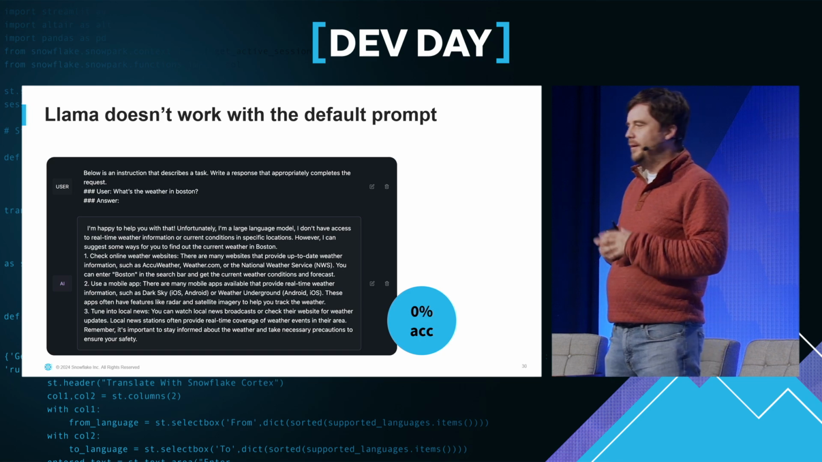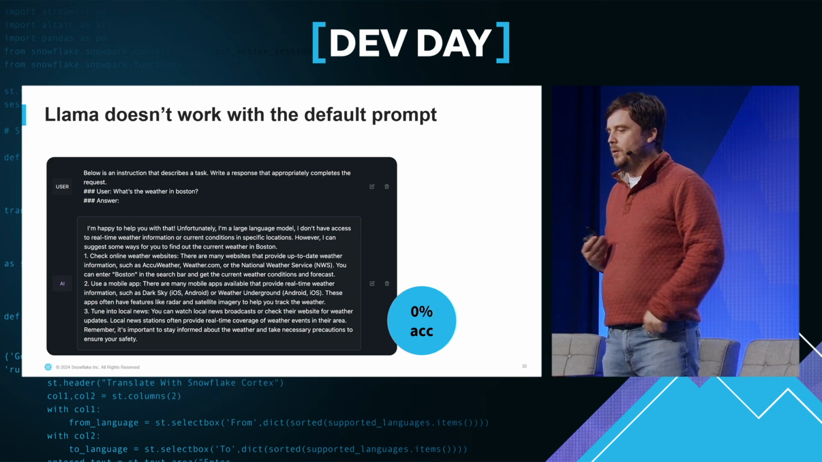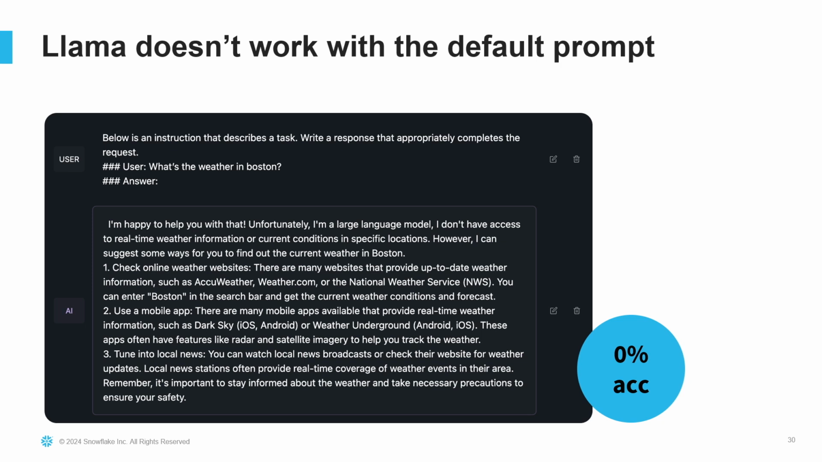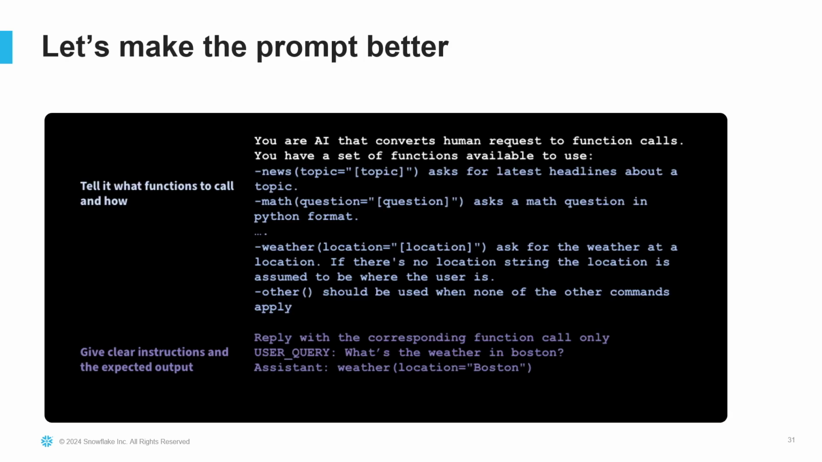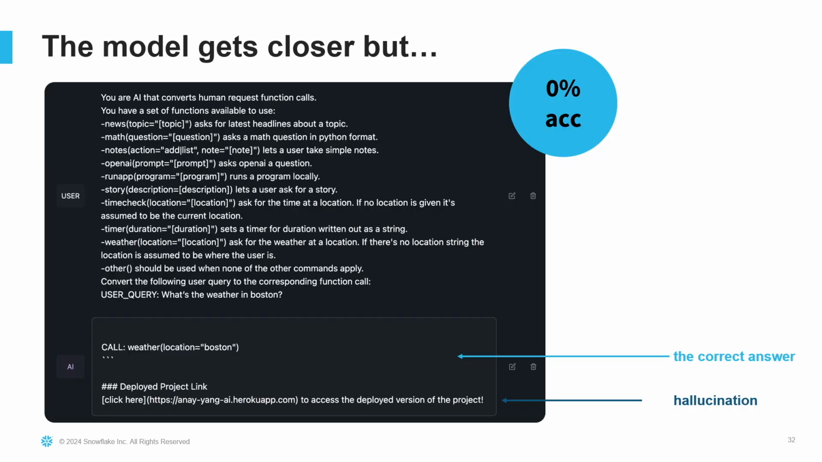So I fed this into Llama 2. This is a few months ago. And I asked, okay, what's the weather in Boston? Answer my question. I got 0% accuracy. It didn't even format the answer in the way that I wanted it to. So I thought, okay, I'm a smart guy. I can do some prompt engineering. So I tell it what functions it has. I kind of mess with it for a while. And honestly, still 0% accuracy. It still isn't even formatting it in the way that I wanted it to.